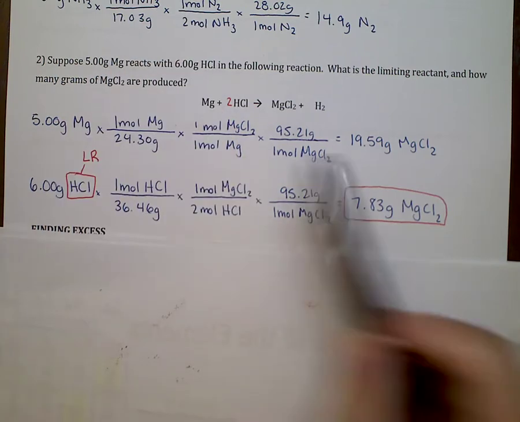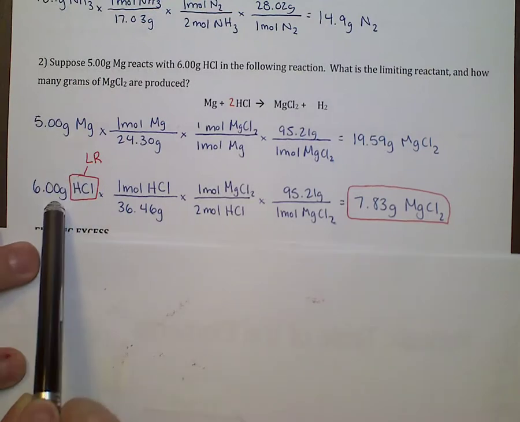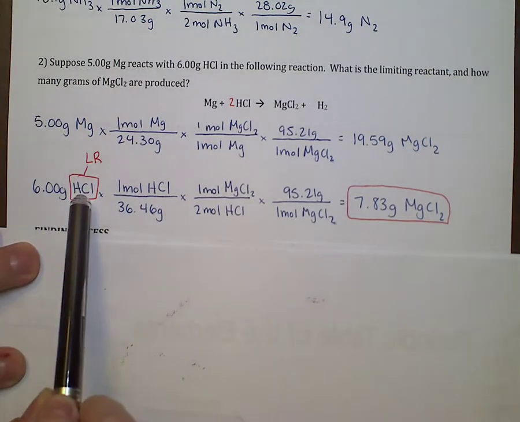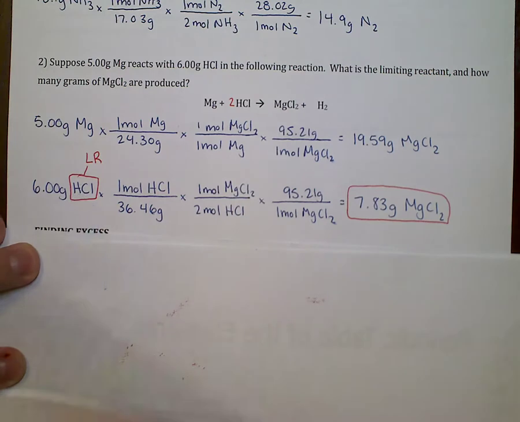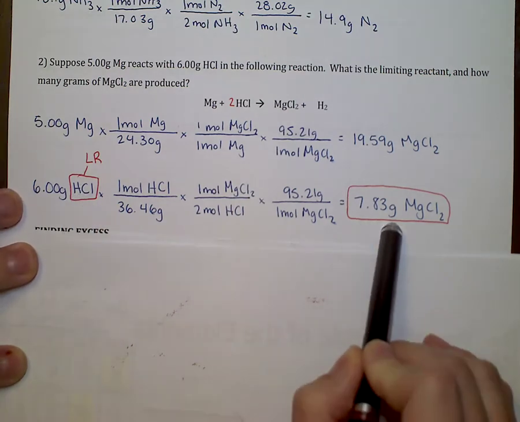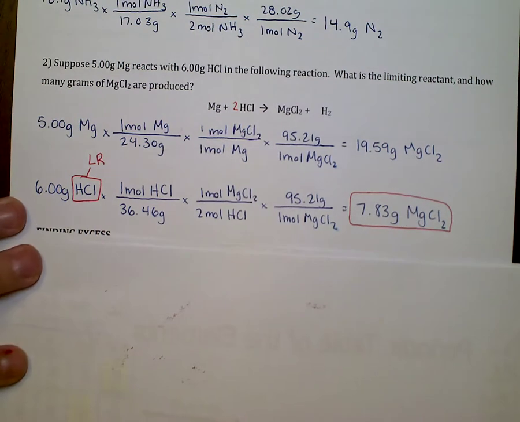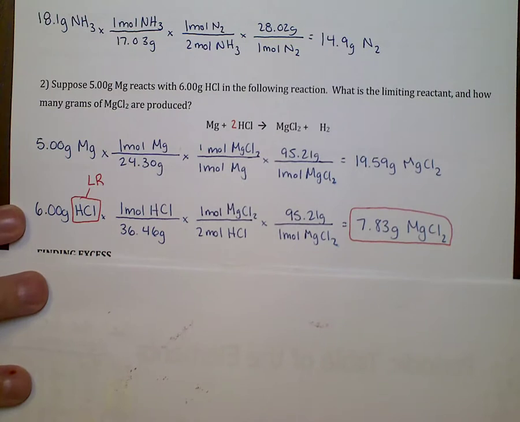So basically this means when 5 grams of magnesium reacts with 6 grams of hydrochloric acid, the hydrochloric acid eventually runs out and we stop the reaction. And when we stop the reaction, we will have seen that 7.83 grams of magnesium chloride were produced. Okay, so that's what that means. I hope this makes sense. I'm going to stop the video now before you move on to excess.